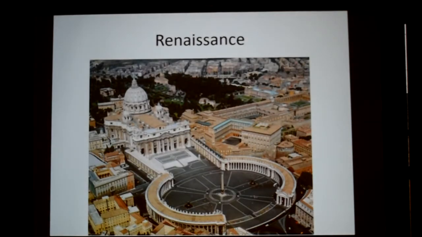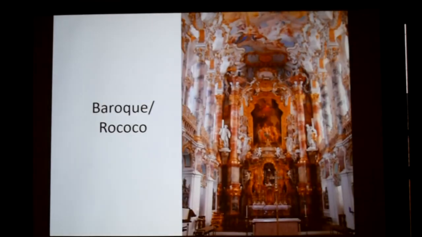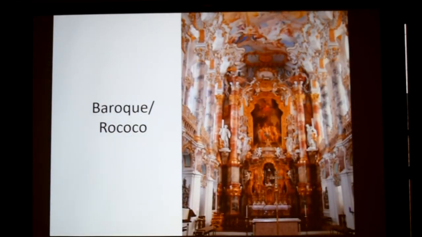Renaissance, that'd be St. Peter's in Rome, was built in the 1500s, the Renaissance church. It's got a style of its own. Baroque or Rococo is more of an artistic style. It's way over the top. Usually comes from, we're talking 16th, 17th centuries.